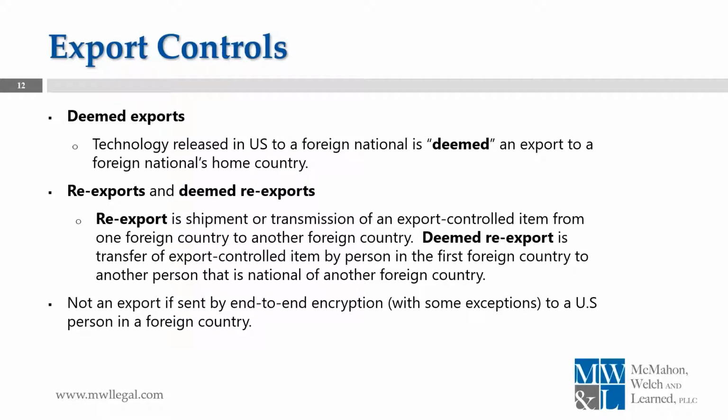You have something called deemed exports, where you don't actually have something move outside the US boundaries. What happens is that a foreign national is in the United States and the technology is given to them or shown to them. This happens a lot in the university environment, so you have to be very, very careful if you're dealing with universities. A re-export or deemed re-export has a very similar effect, where you start in one country and it moves to another country. If something is sent by end-to-end encryption, with some exceptions, to a US person in a foreign country, that's not an export.